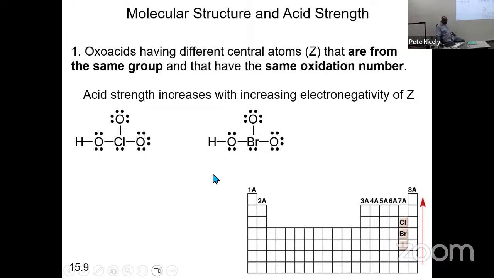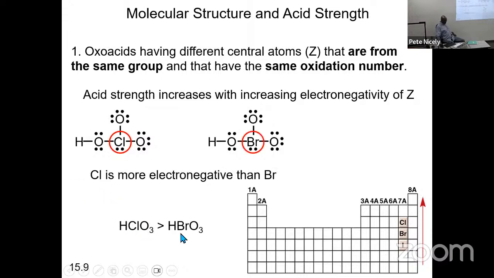Now, because chlorine is more electronegative than bromine, what you'll find is that this acid here would be stronger. That bond would be easier to break, and therefore, the chloric acid would be a stronger acid compared to the bromic acid. So that is purely due to the fact that chlorine is more electronegative than the bromine.